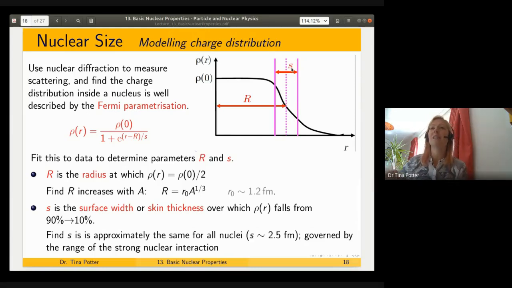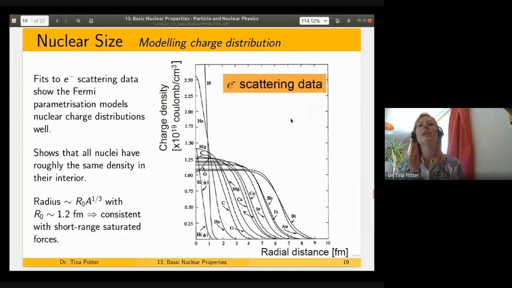And this is telling us that the strong interaction drops off over the same range. This is about 2.5 femtometers for all nuclei, this skin thickness, basically this gradient over which it drops away. And this is the range of the strong interaction. And this is telling you something quite fundamental about that range. So let's have a look at the data here for the charge density.